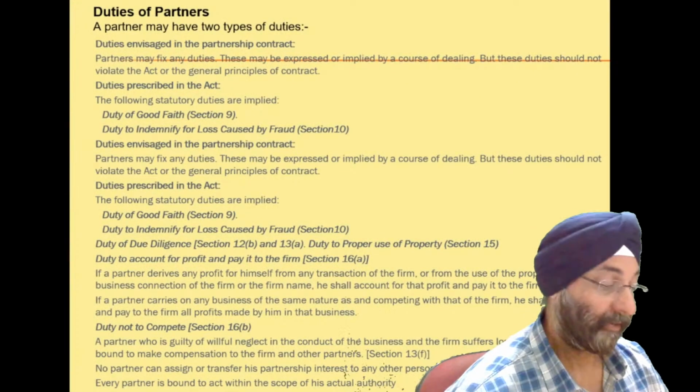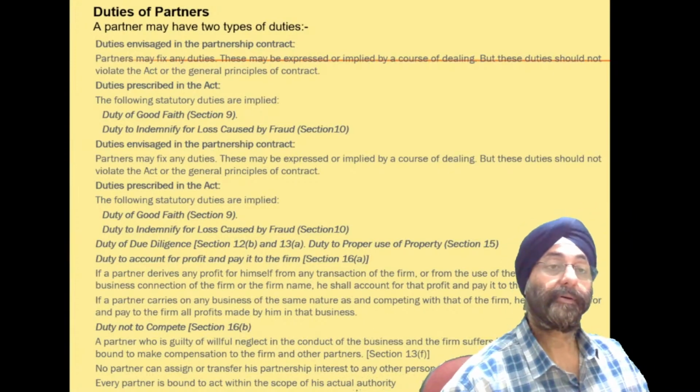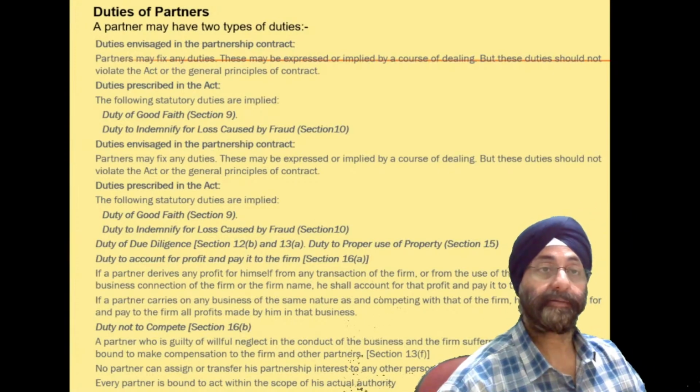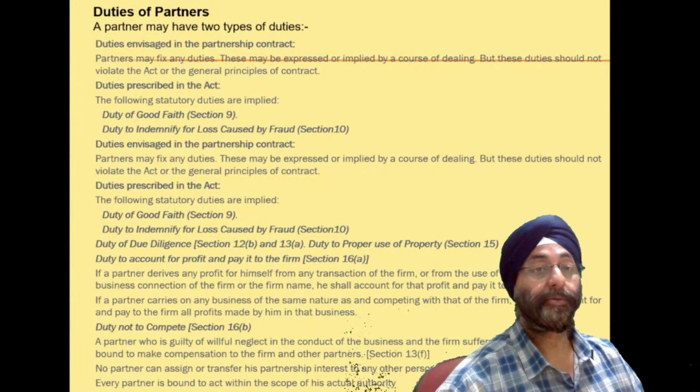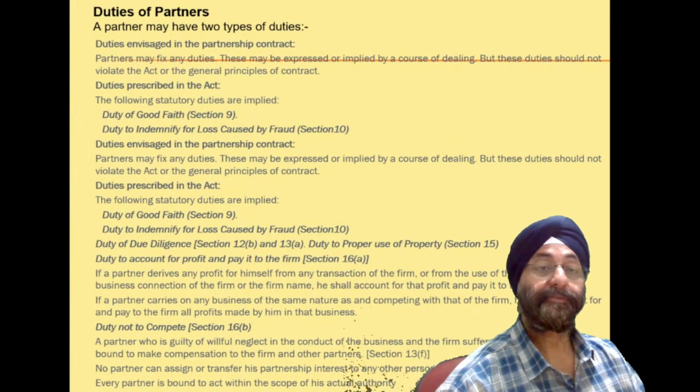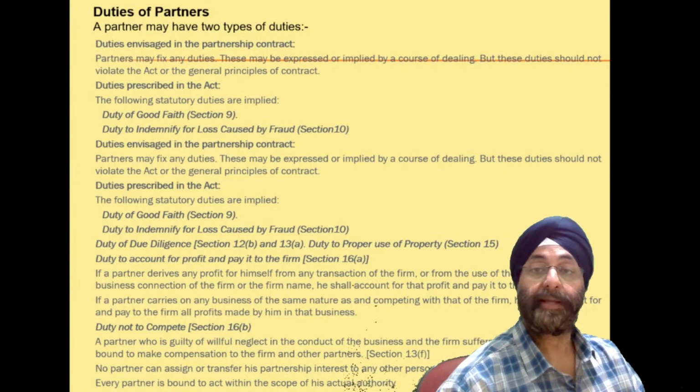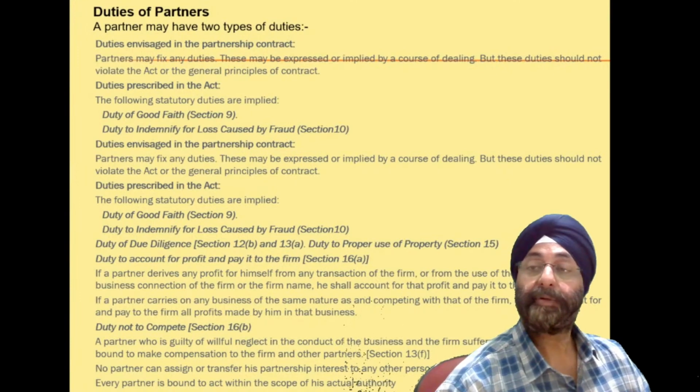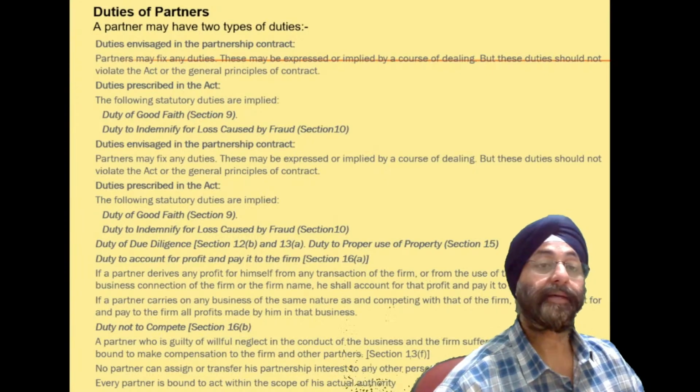Apart from the rights of the partners, now we will discuss the duties of the partner. A partner may have two types of duties. Duties in the partnership contract. Partners may fix any duty. This may be expressed or implied by the course of dealing, but these duties should not violate the act or the general principle of the contract.